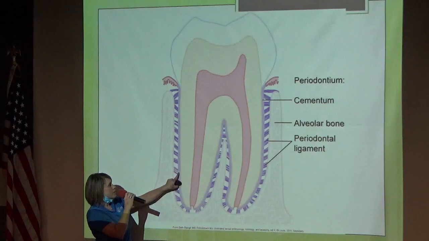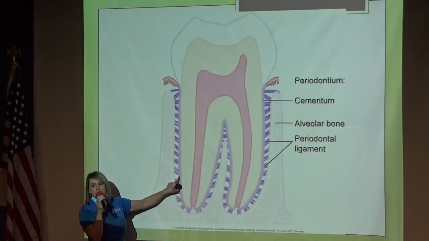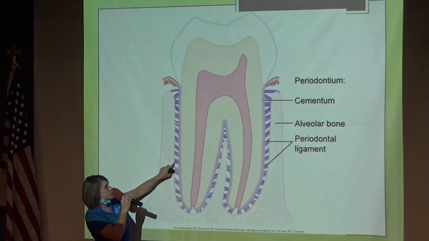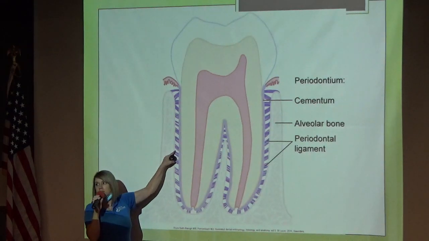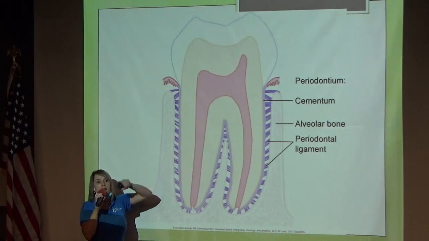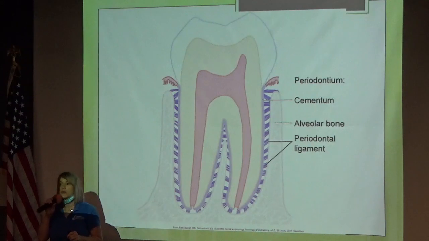This outlying area of the root would be the cementum. And then all these little fibers here that you see are going to be what? Periodontal ligaments. Yes, periodontal ligaments, periodontal fibers.